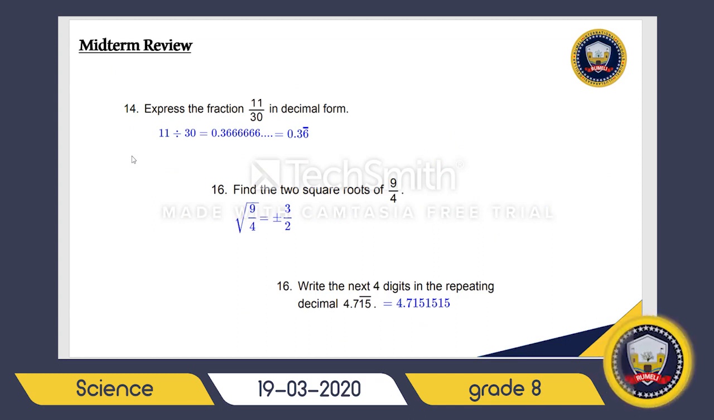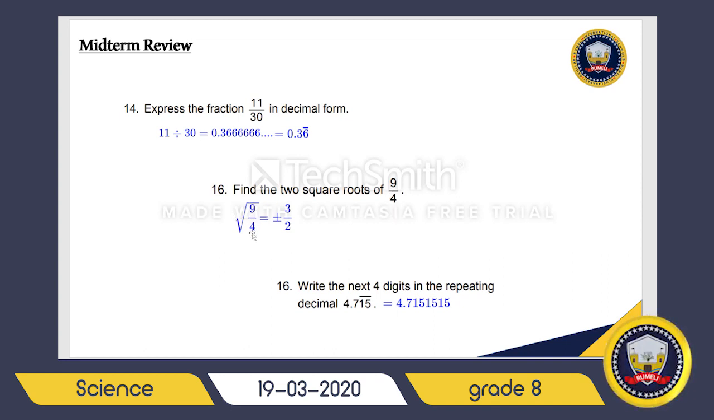Express the fraction 11 over 30 in decimal form. So what we do here, we just make the long division as I explained before. Here I'm just writing the final answer. 11 divided by 30 gives you 0.3666, etc. So 6 is the repeating digit here, so I will put a bar on the top of 6. So 0.36 with a bar over the 6.